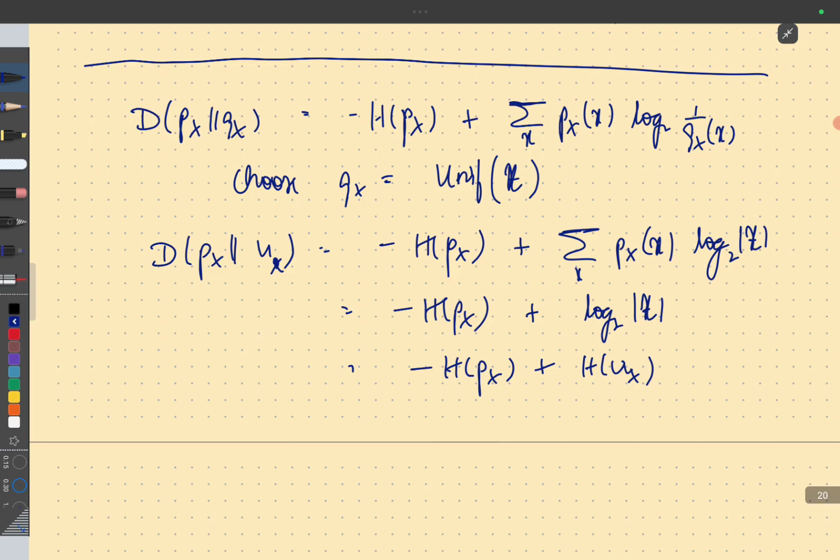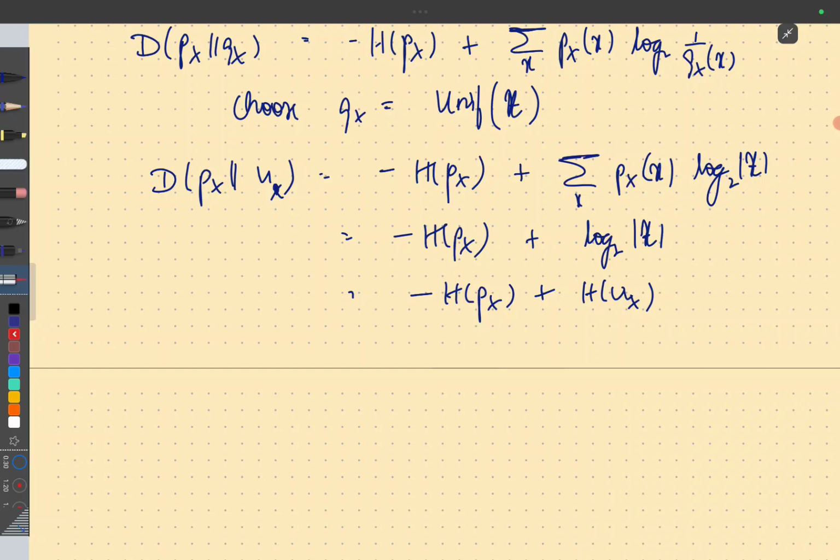All right? In general, D(p||q) is not going to be equal to H(q) minus H(p). This happened only because this particular quantity, log cardinality of x, was a constant. I could take this outside, and I can replace this with any distribution, I still get the same quantity. All right? Okay, great.